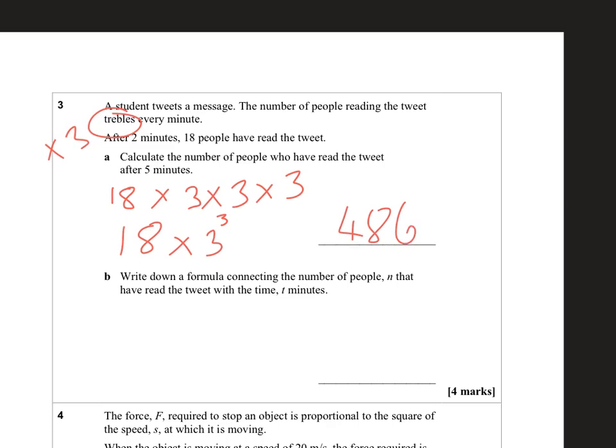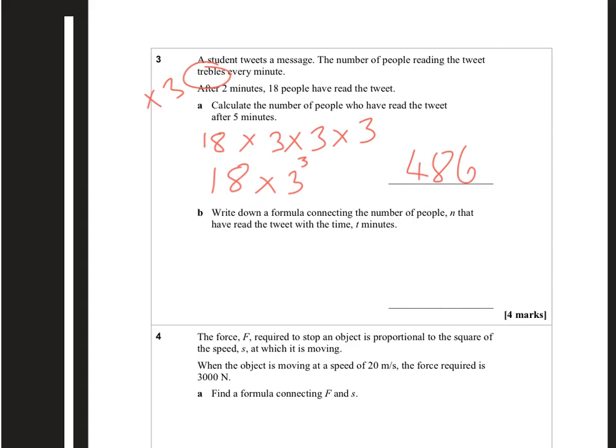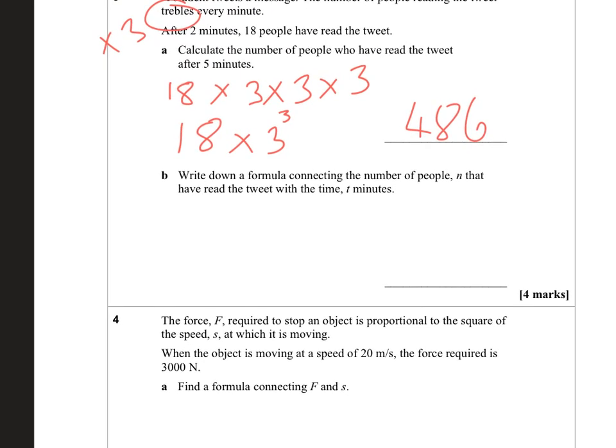Not bad. This next part's a bit trickier. It's for the higher plus students. Okay, now if you use this, it can help you figure it out a little bit. So you've got 18 times 3 trebling a number of times, but it's not the number of t minutes, because 18 is our 2 minute number. So it'd be t take away 2. That's one way of writing it.